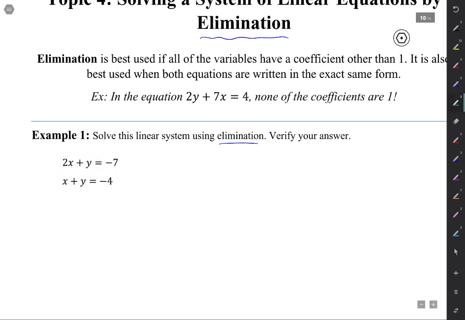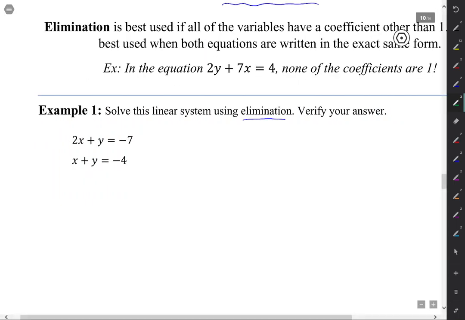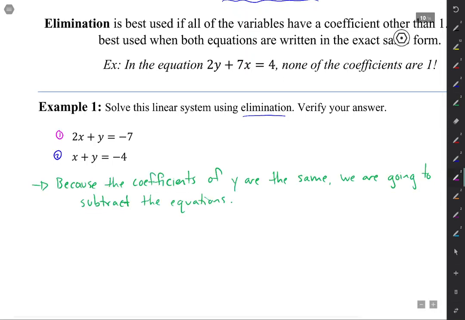Now, our first step when we're using elimination is we want to eliminate one of the variables by adding or subtracting the equations together. You'll notice that we have 1y in the first equation and 1y in the second equation. So it would be really easy for us to eliminate one of those y's by subtracting one equation from the other. So I'm just going to put here that because the coefficients of y are equal, we are going to subtract the equations.